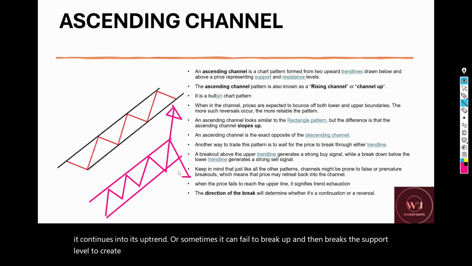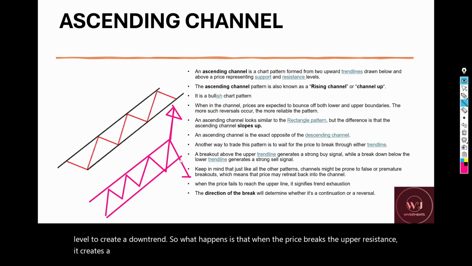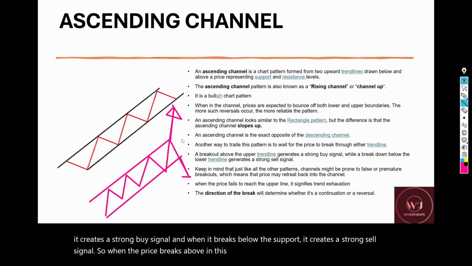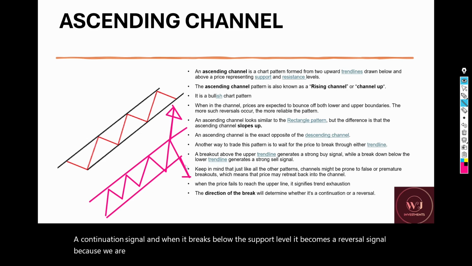So what happens is that when the price breaks the upper resistance, it creates a strong buy signal, and when it breaks below the support, it creates a strong sell signal. When the price breaks above the resistance in this uptrend, it becomes a continuation signal, and when it breaks below the support level, it becomes a reversal signal, because we are reversing from this uptrend into a downtrend.